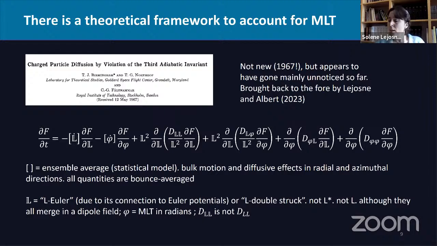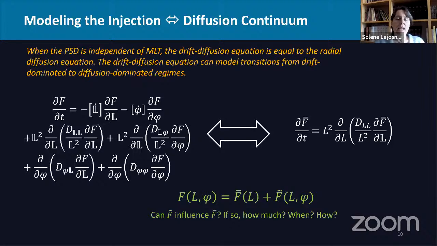So we can use this equation to test the difference with the radial diffusion equation when we have magnetic local time dependencies. To summarize the problem, on the left you have this more sophisticated equation, but if you assume that your distribution function, this big F, does not depend on magnetic local time, then this equation says exactly the same thing as the radial diffusion equation. That's on the right.